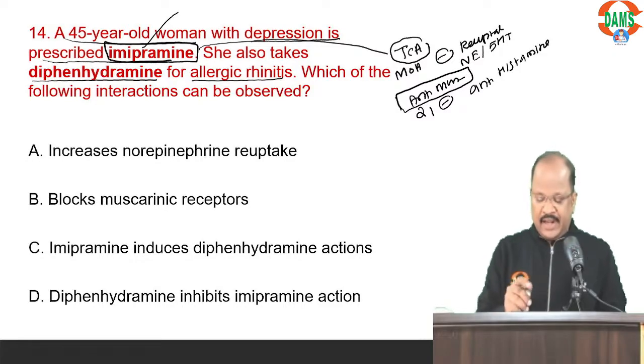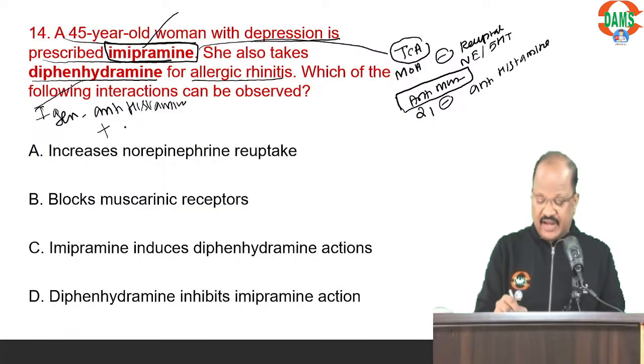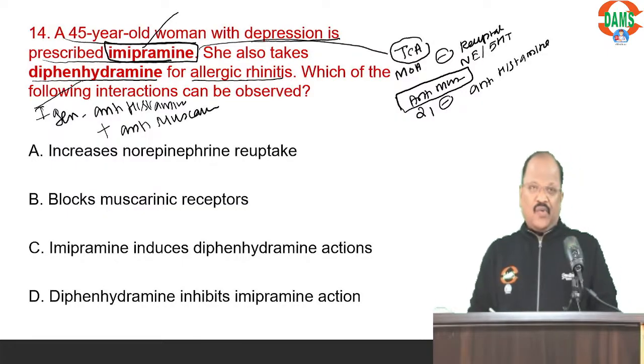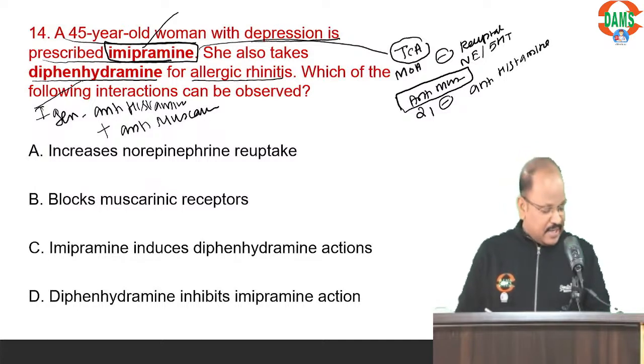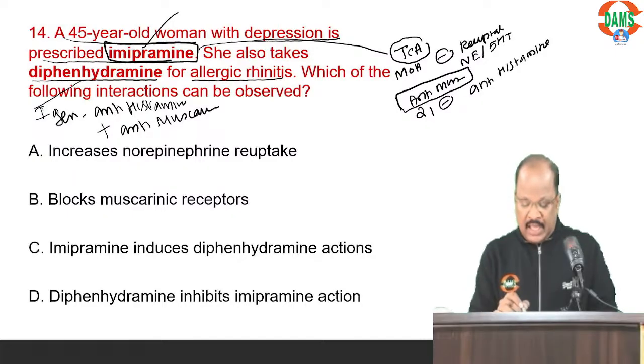Now coming to diphenhydramine. Diphenhydramine is one of the first generation antihistamines. Most first generation antihistamines additionally have anti-muscarinic, that is anticholinergic, property also. Now, what is the interaction? Come on, Sairam, look at the answer. What is the interaction? Look here.